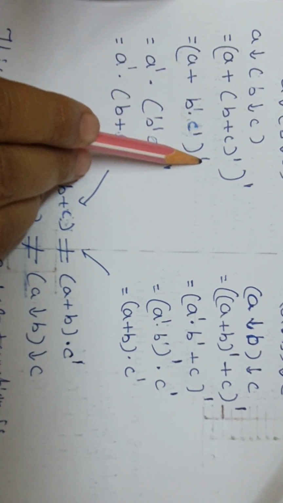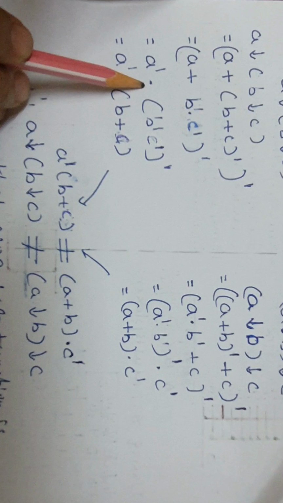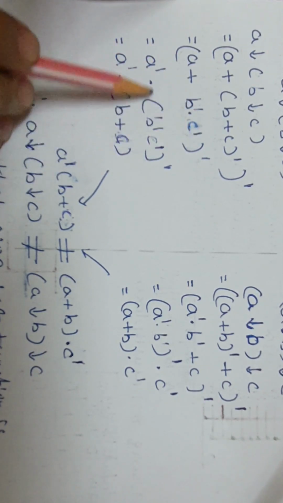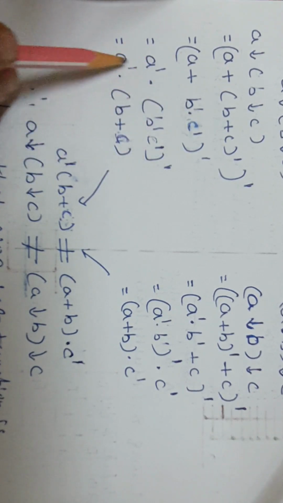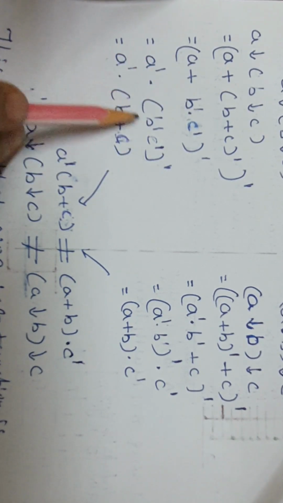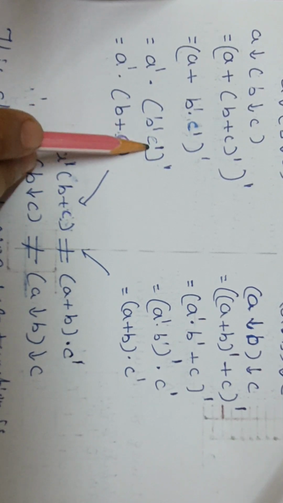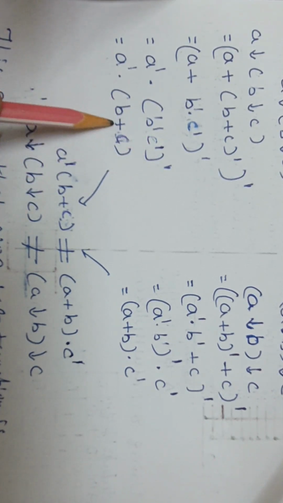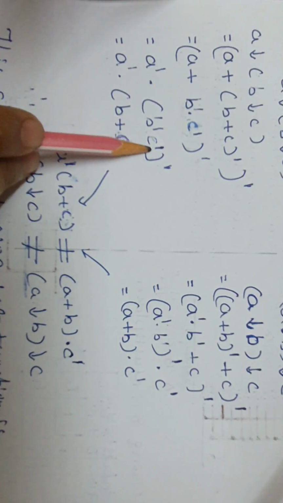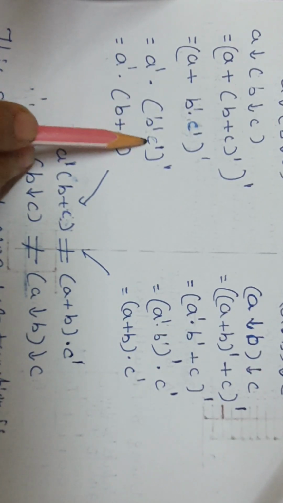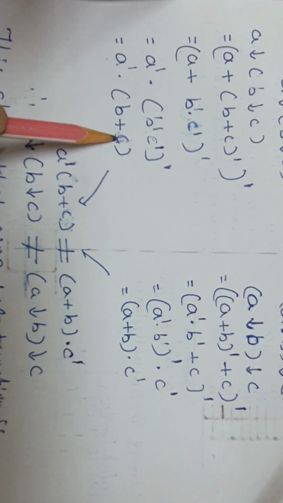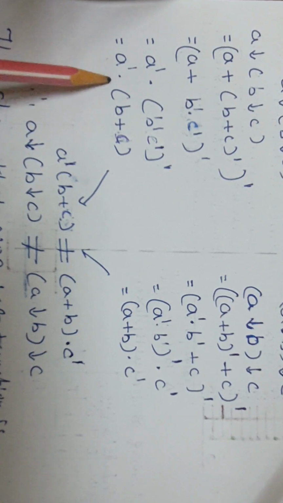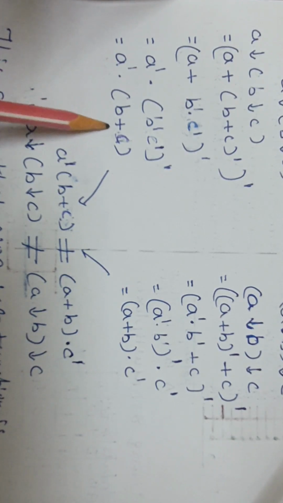This whole complement means this must be replaced with AND. And here A dash, and this whole term is again dash. So A dash as it is, AND as it is. So to this B dash and C dash when complemented, this AND is replaced by OR. Complementing each literal means B dash dash is B, C dash dash is C. So the final expression of this is A dash and in bracket B plus C.